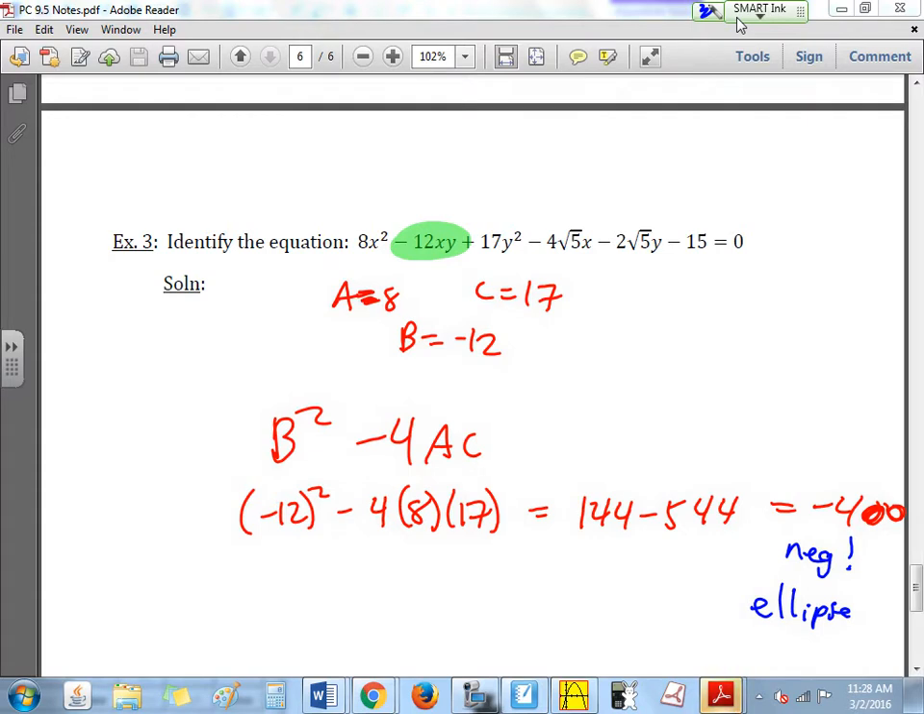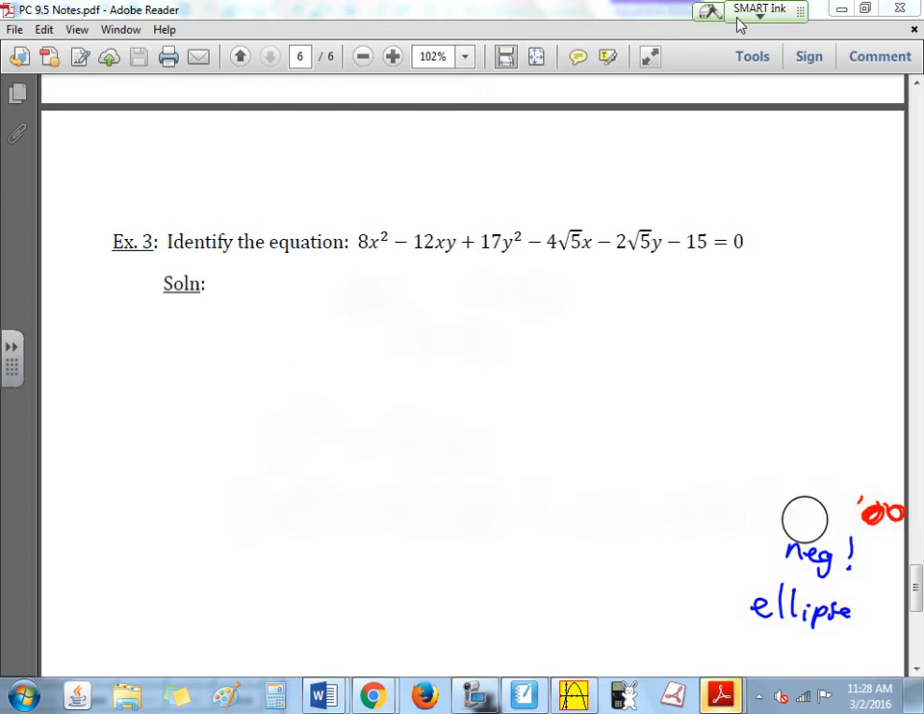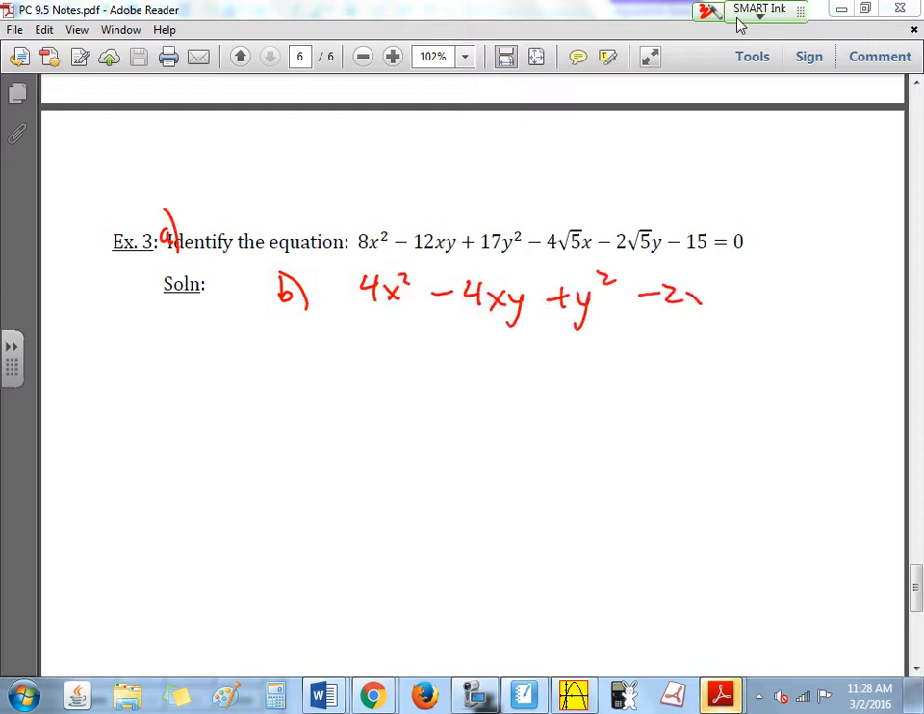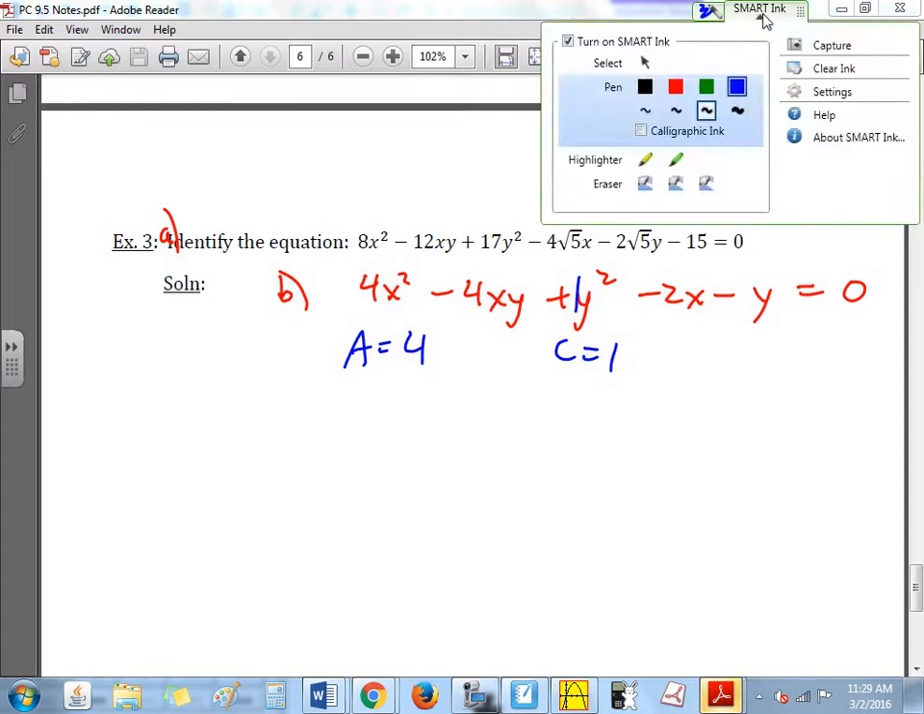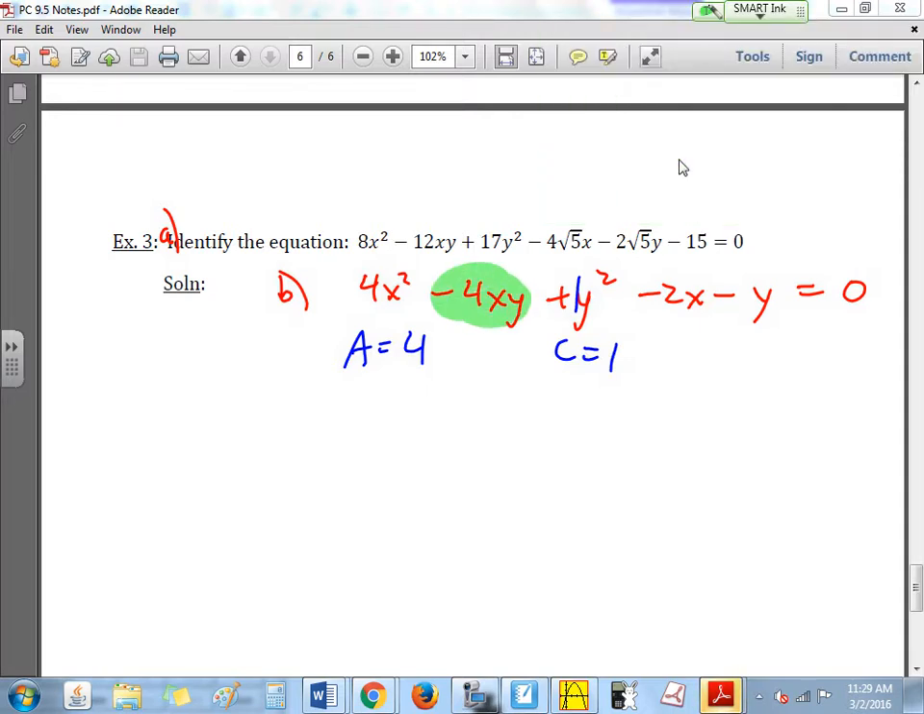Let's do an example 3b. It's not in your notes, but we're going to add it on real quick. So that one came out negative. That's an ellipse. Let's try this one now, part B. How about 4x squared minus 4xy plus y squared minus 2x minus y equals 0. See, at first glance, a student would just say, oh yeah, A is 4, C is 1. Ellipse. Turns out this is not an ellipse. You got tricked by the bully. Okay, so turns out there's a bully term, so watch out for that.